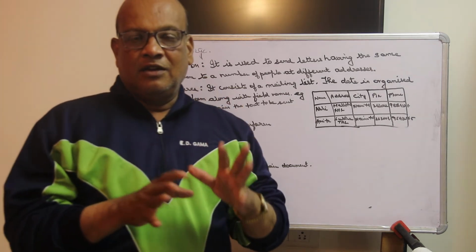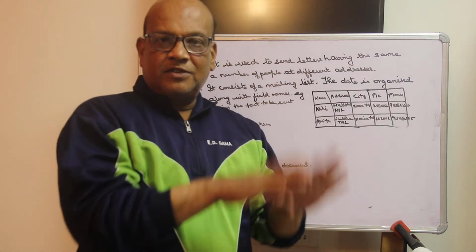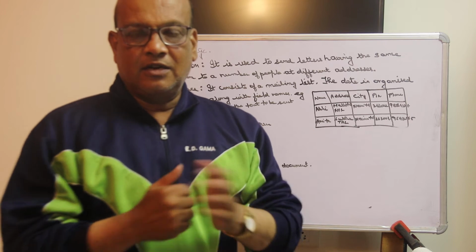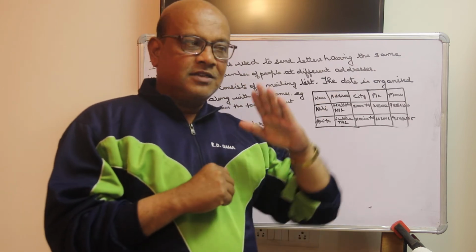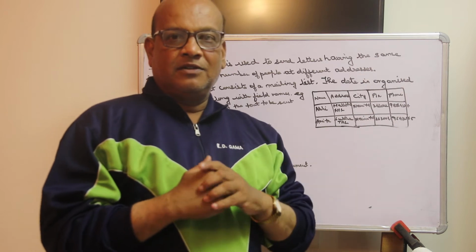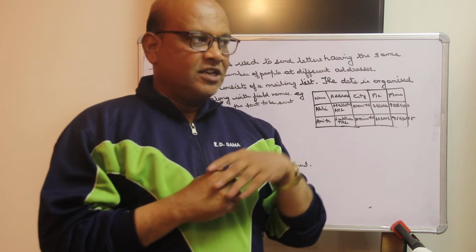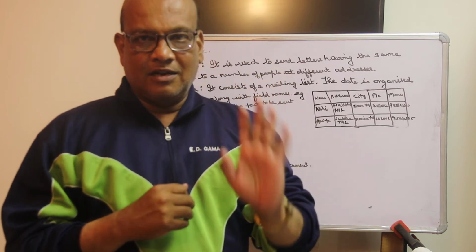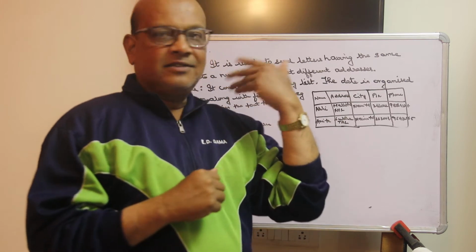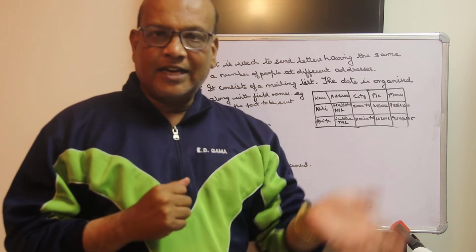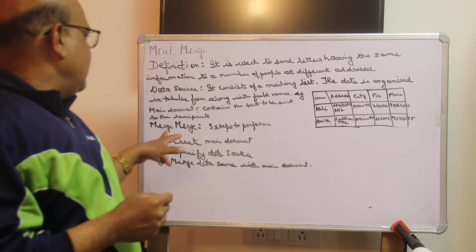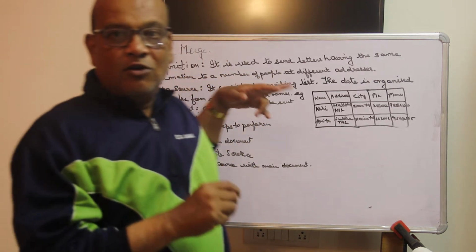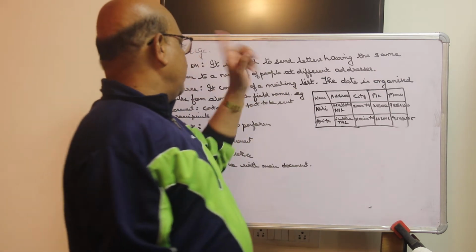Basically, you need first of all the names of the persons whom you want to send the invitation to, as in my example of your sister's marriage. So you need the names of the persons you're going to send the invitation to, and the addresses, the city, the pin code, the state, and maybe their mobile numbers. That is what we call the data source. Now we'll see what is data source.